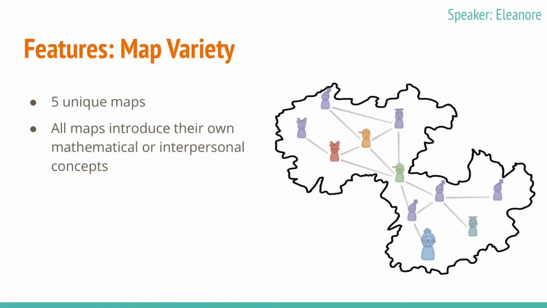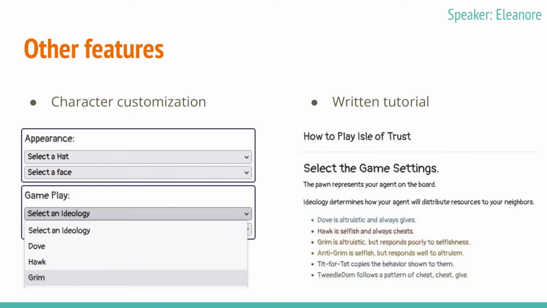The final main feature is map variety. There are 5 unique maps, all of which introduce their own unique concepts. For example, look at the map to the right. Notice how the green agent in the center has an outsized impact on this world. The maps in Isle of Trust are intended to make the player think about what our connections do for us in real life. We also have 2 other notable features, one of which is character customization, in which you can choose the way your pawn looks and what strategy you start with. The other is the written tutorial, which introduces new players to the game.